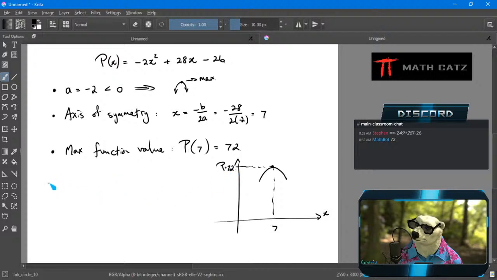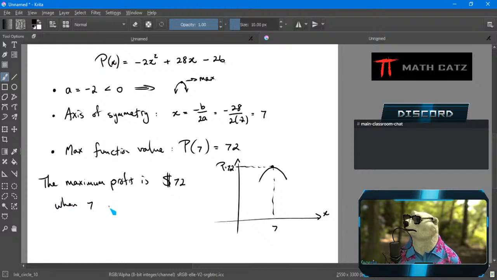That's good enough. So the maximum profit is, it's not a lot, but $72 when I'm only producing 7 shirts. 7 shirts are produced and sold.